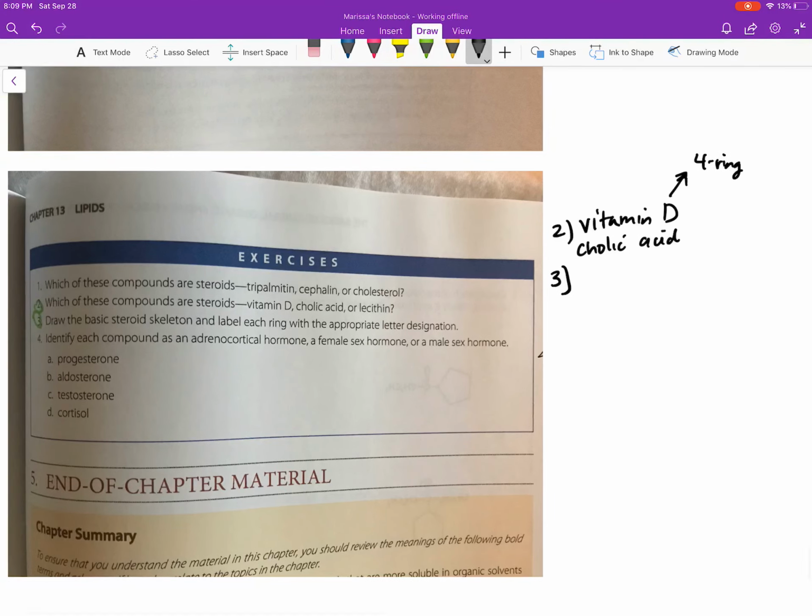Okay. All right, so draw the basic steroid skeleton and label each ring with the appropriate letter designation. So Sapling has you practice this. Okay, so we're going to draw hexagons, 2 hexagons side by side. Then we're going to draw one like that. And then the last one is drawing a pentagon, or we can make it look like home plate, if you've ever played baseball or softball. And then we label them A, B, C, and D from left to right. Okay, so Sapling's going to have you draw that, and that's the main reason why I'm having you look at these now, is so that you've seen it before.